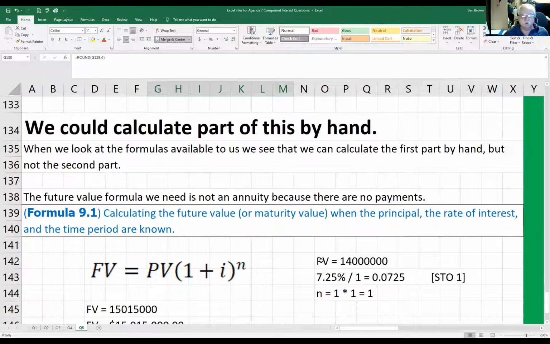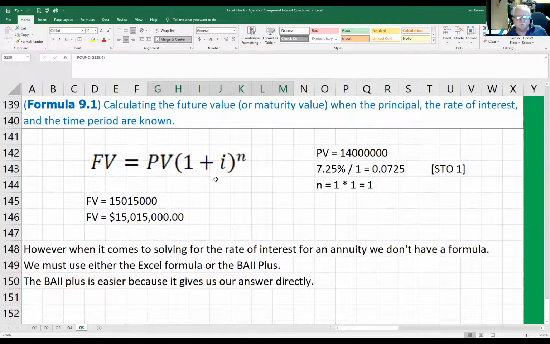We could only calculate part of this by hand. The part of this that is just a compound interest, not an annuity, you could have done this by hand. It's fairly straightforward. You're just calculating the future value of 14 million at an interest rate of 7.25% per year for 1 year. And you'd come up with exactly the same answer. But similar to the last question we did, you're not going to use a hand formula to find the interest rate. They don't even give us one.